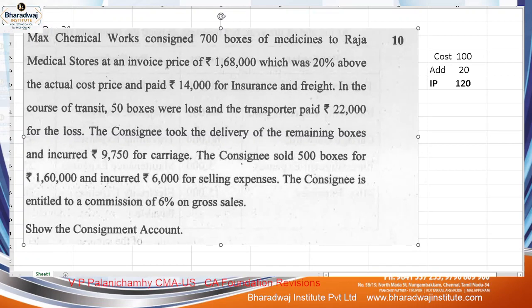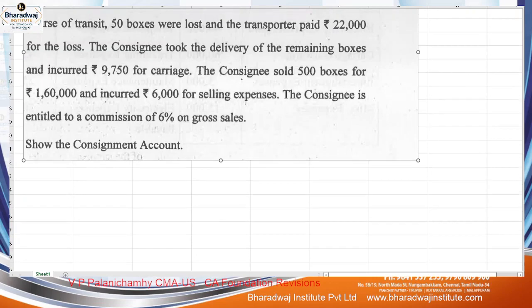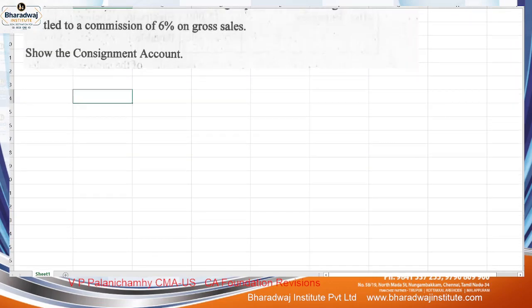Consignee sold how many boxes? 500 boxes for 1,60,000. Incurred 6,000 for selling expenses. Commission how much percentage? 6% on gross sales. Show which account? Consignment account. So start. We will first work out the valuation of loss in transit and closing stock.